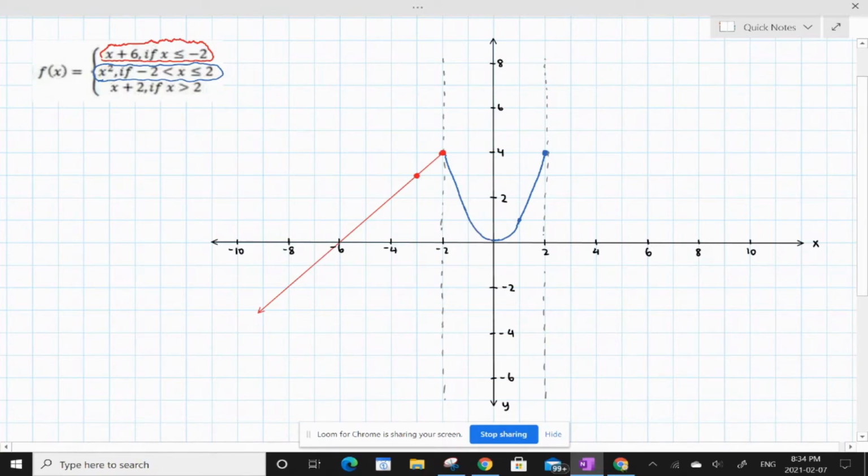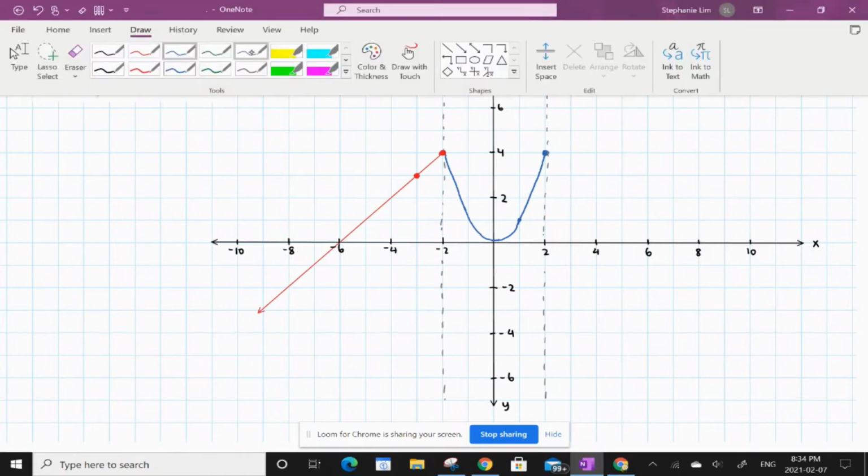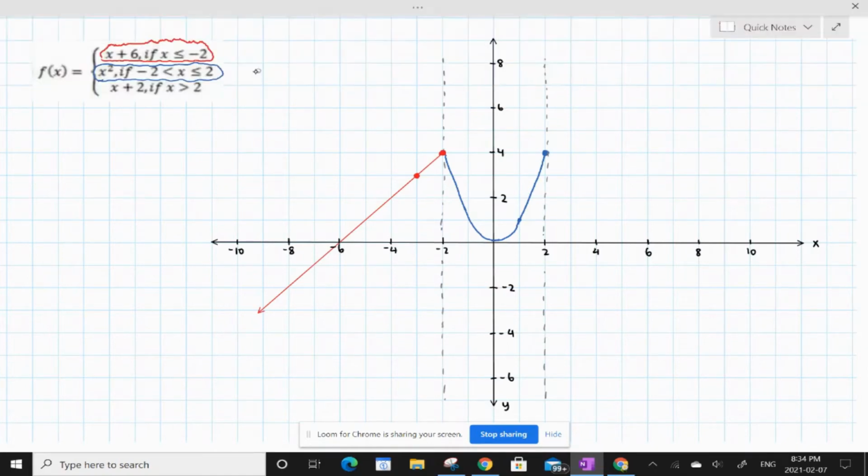And then the last portion, which is what I'm going to do in purple, is x plus 2 if my x values are greater than 2. So in this case, any x values that are bigger than 2, I'm going to be graphing it as if I was doing x plus 2. So for me, I'm going to start at x equals to 2 first. So if I do 2 plus 2, that's going to give me 4. So I know that it starts at 2 and 4.